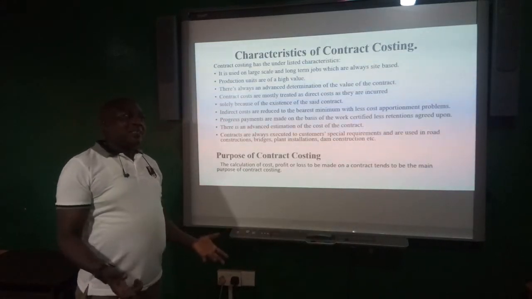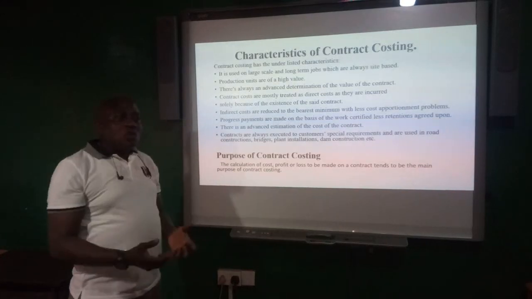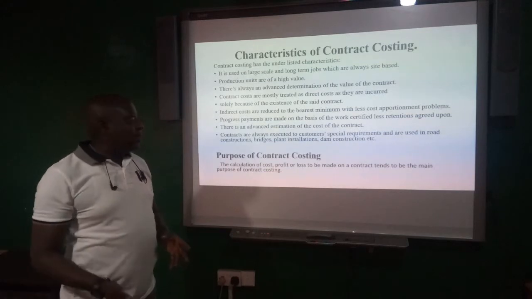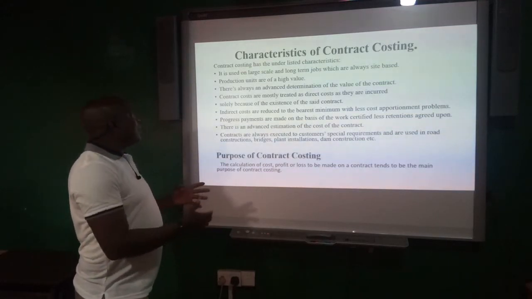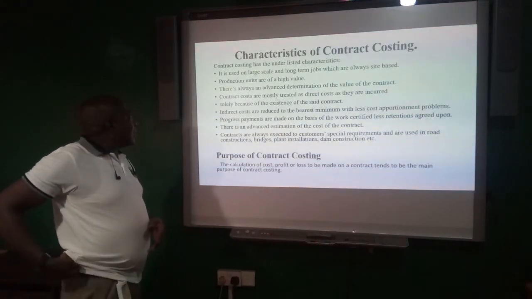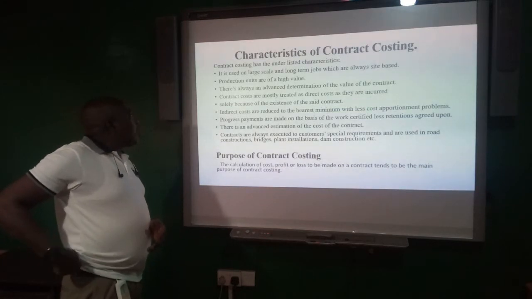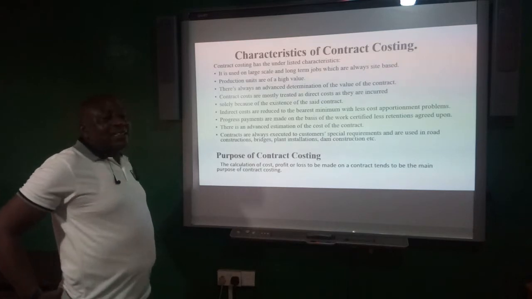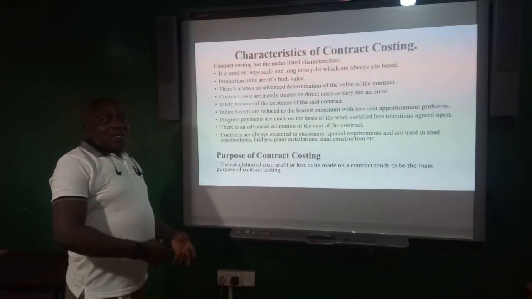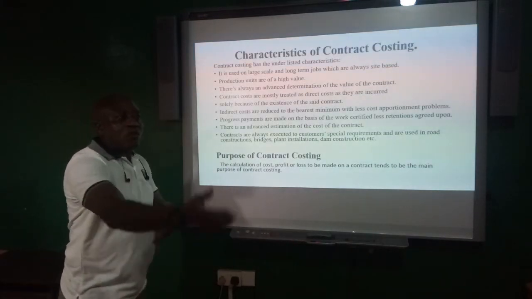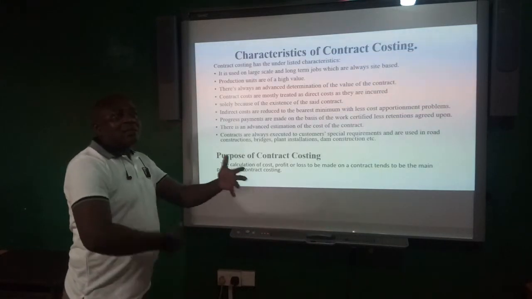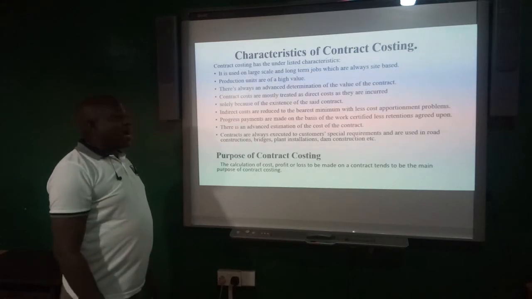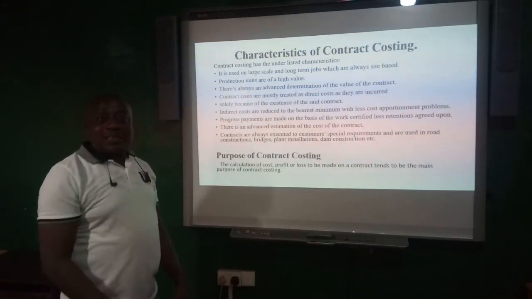If you are asked, what can tell you this is contract costing, but not another form of costing? Contract costing has the underlisted characteristics. One, it is used on large-scale and long-term jobs, which are always site-based. Contracts that will run more than about 6 months and above. And also, the work is not done in the premises.